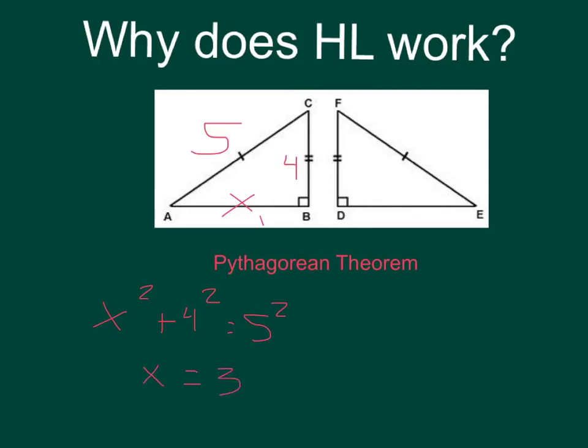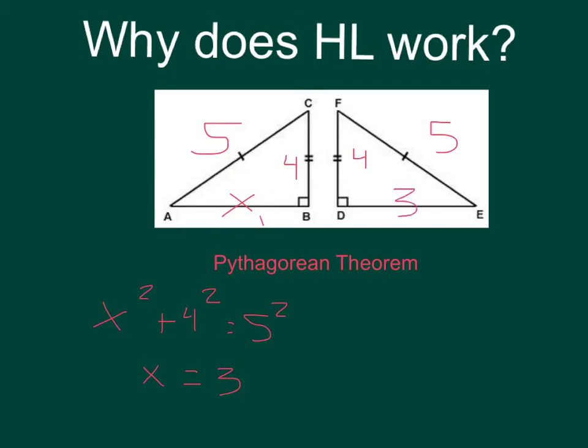The missing side of the triangle is 3. And remember that AC is congruent to FE. That means that FE would have to be 5. And CB is congruent to FD. That means FD would also have to be 4. And so by the Pythagorean theorem again, we know that DE would equal 3.